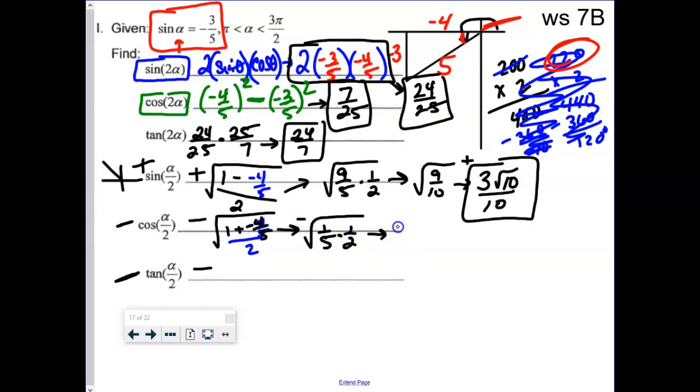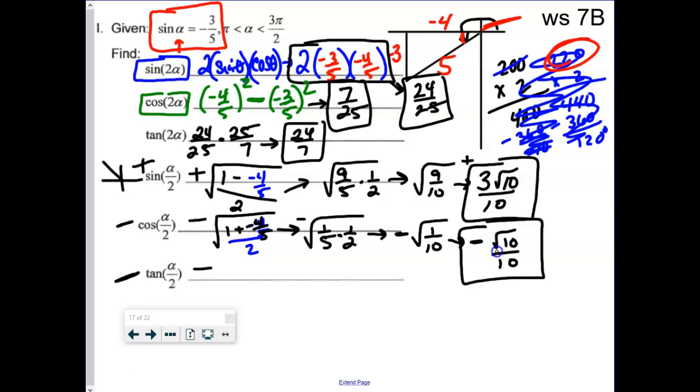Oops, I lost my negative though. Happens every time. So we got a negative square root of 1/10. Square root of 1 is beautiful, square root of 10 is icky. So after I simplify and rationalize, I get negative square root of 10/10. Well, that was just gorgeous.